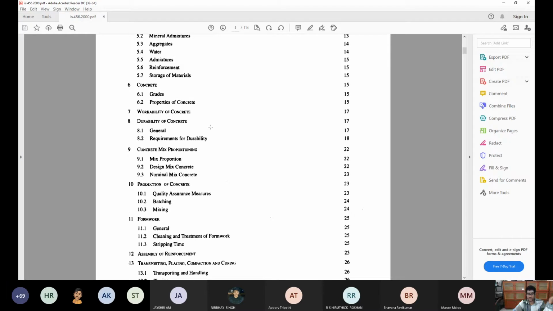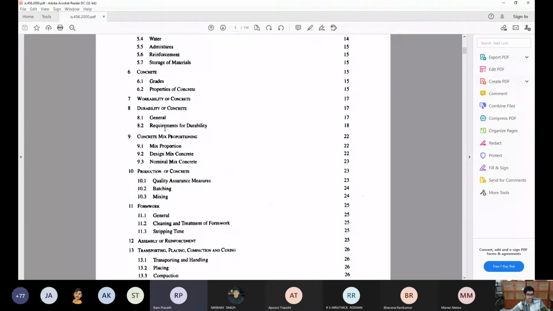By the way, what is a design mix and what is a nominal mix? Does anyone remember that? For nominal mix, we have a standard proportion, like 1:1.5. That is called a nominal mix. How about a design mix? You design it for a particular purpose, maybe you add admixtures and so on.